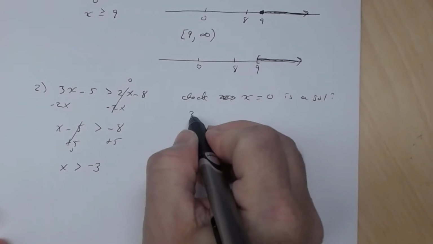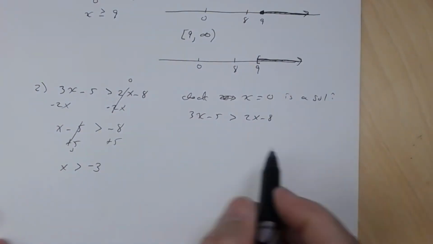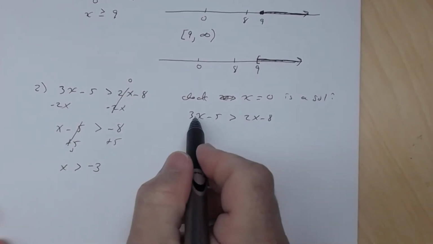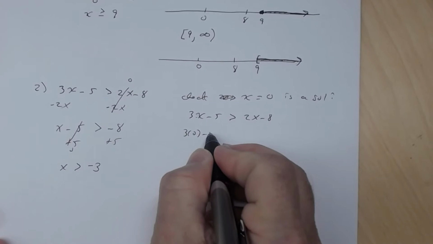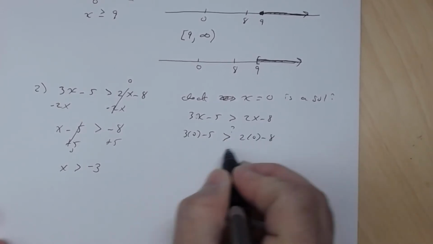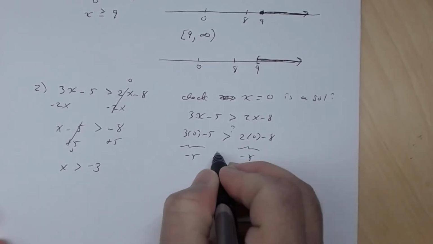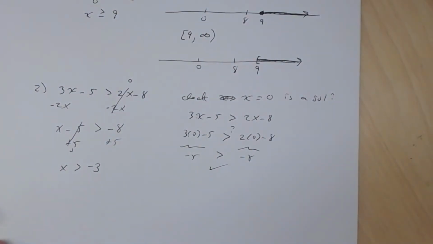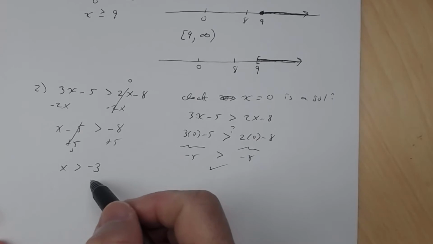Let's go back to the original. So 3x minus 5 is greater than 2x minus 8. And so wherever I see the variable x, I plug in 0. So 3 times 0 minus 5. And the question is, is that bigger than 2 times 0 minus 8? Well, this right here is -5. And this right here is -8. And -5 is bigger than -8, is greater than -8. So 0 is a solution. In fact, any number bigger than -3 is a solution.